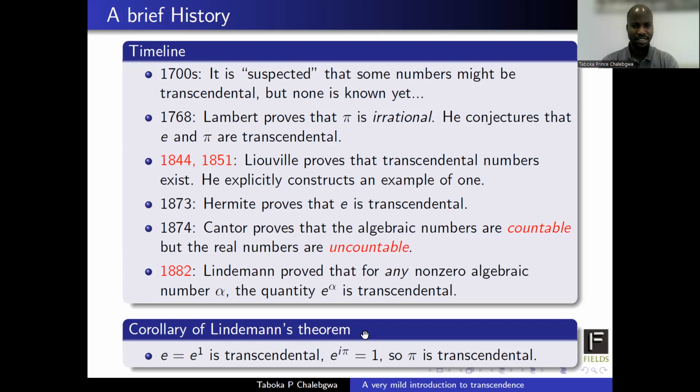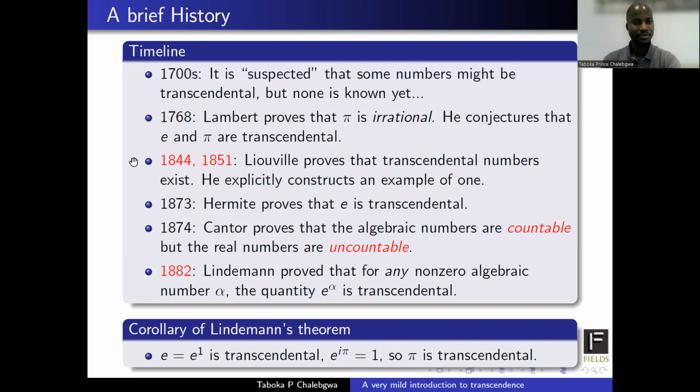Around 1844 and 1851, Joseph Liouville proved that transcendental numbers actually do exist. Mind you, he did not work specifically on e and pi, but he answered the first question, the one that was suspected in the 1700s. He actually showed that transcendental numbers exist, and he explicitly constructed an example of one such number, or in fact, he showed a method of constructing a whole family of transcendental numbers, which are, of course, a subset of the real numbers, at least for purposes of our discussion today. Now, we will come back to Liouville and his construction. This is, in fact, one of the main ideas that we will be talking about.